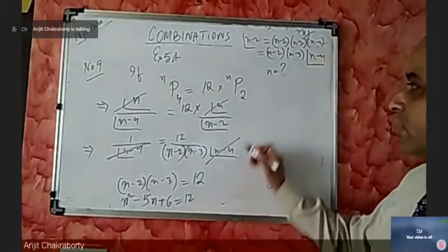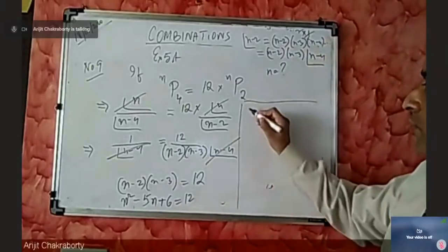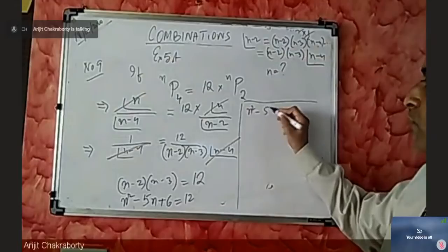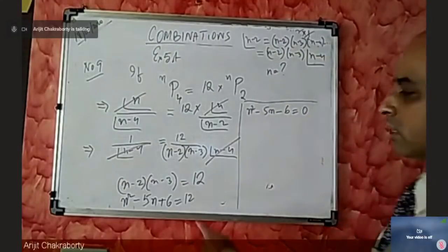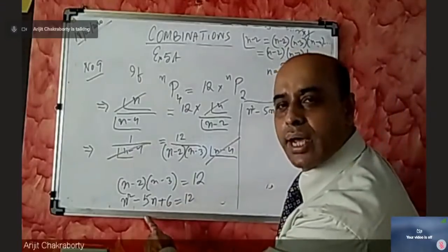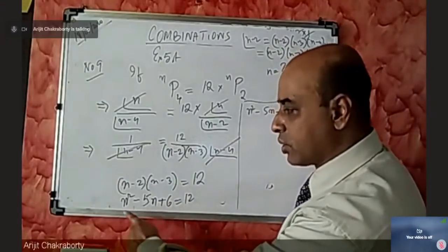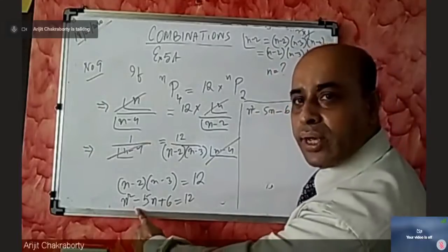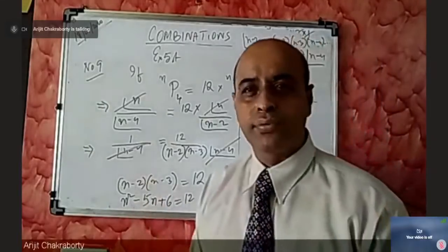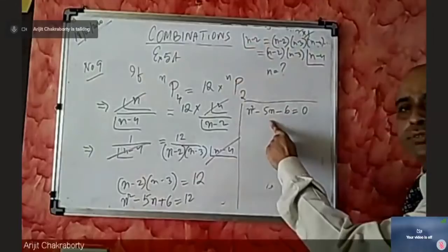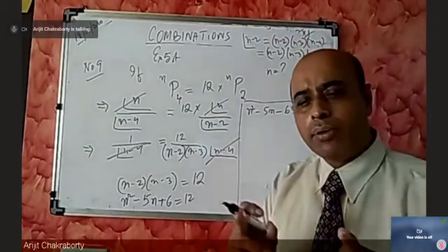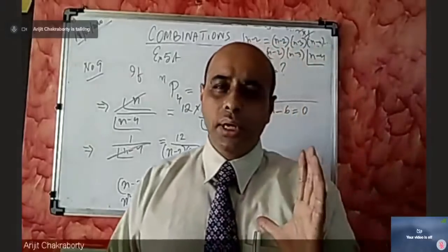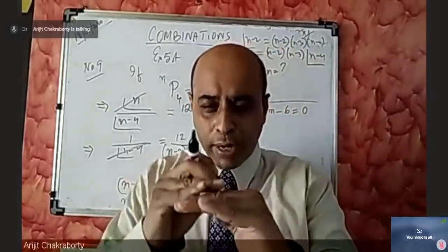So I can write here now: n square minus 5n minus 6 equal to 0, because 12, if it comes on the left hand side, it will become minus 12. So it will be n square minus 5n plus 6 minus 12, that is n square minus 5n minus 6 equal to 0. So let us now use our knowledge of quadratic equations, splitting the middle term.